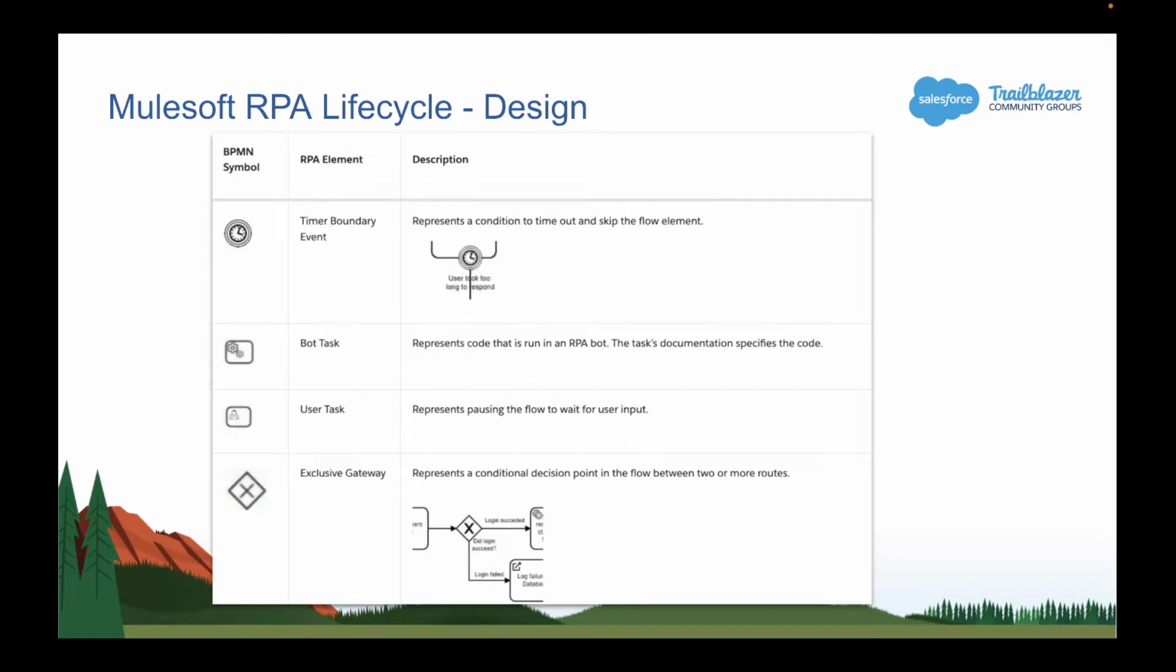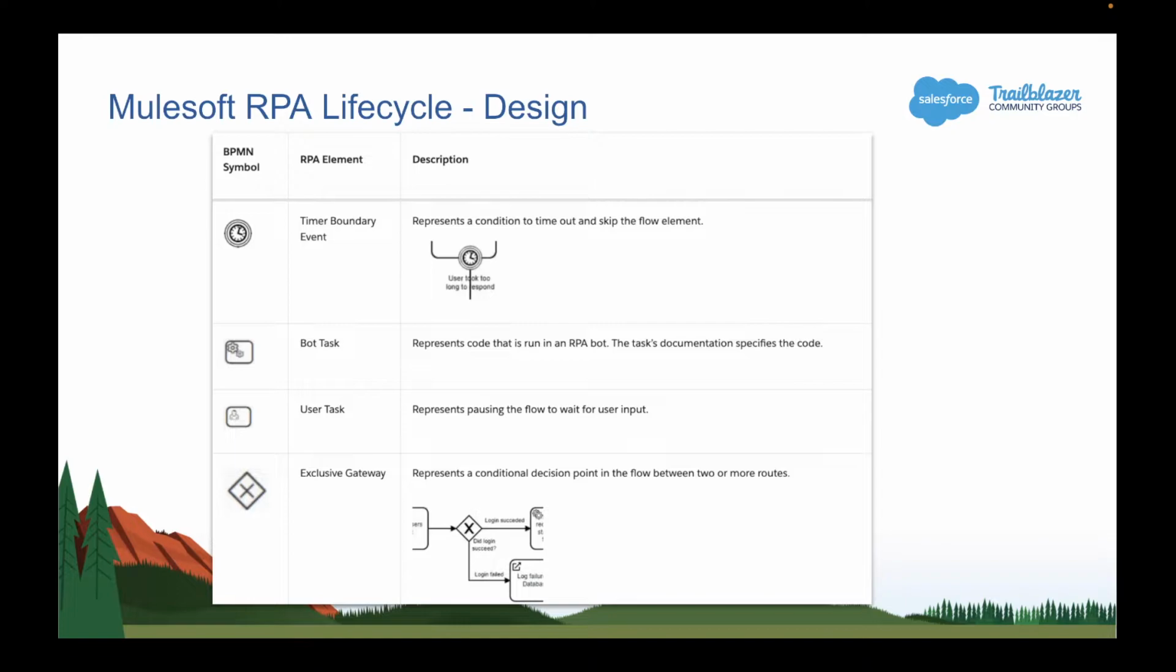Another set of symbols or elements are the timer boundary event, bot task, user task, and exclusive gateway. Let me explain the last three. The bot task represents the code that is run in the RPA bot. Basically, whatever task you want to get automated would be present in your bot task, which is represented with two gear icons on a rectangle.